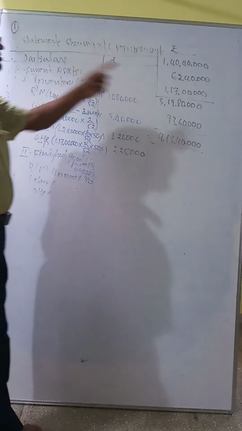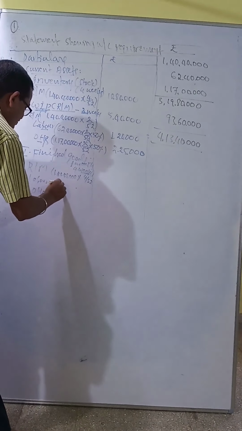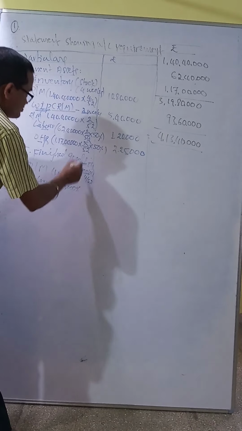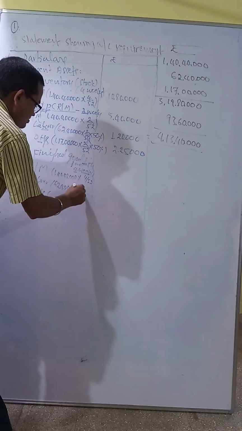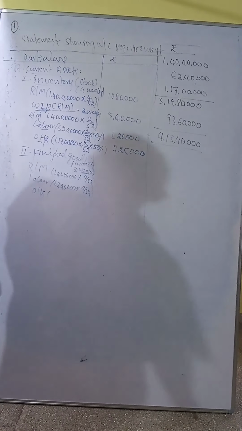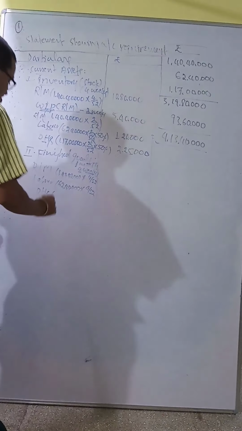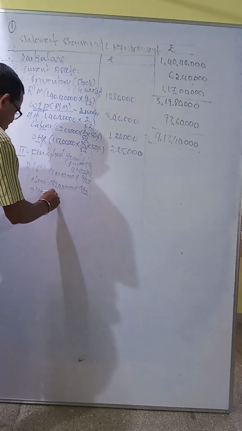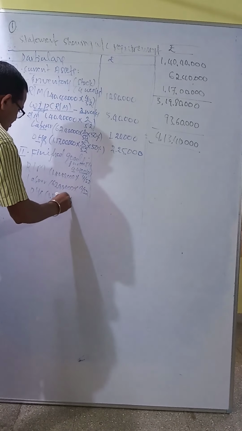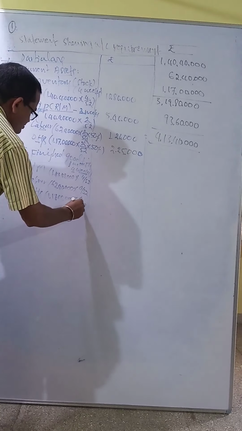Then take the labor cost here: 62 lakh 40,000 into the same 4 weeks, that is 4 by 52. Then overheads: 1 crore 17 lakhs into 4 by 52.